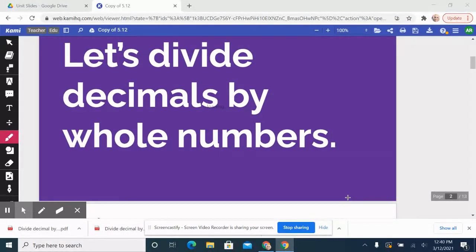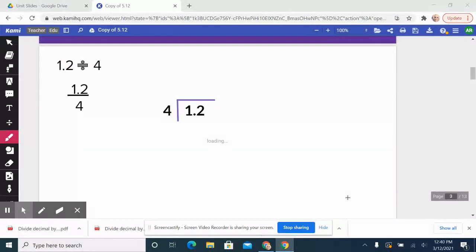It's lesson 12. So I just kind of started you out to show you the method on how to do it. And then we'll be taking actual notes. So for now, if you could just watch, that would be good. So we have 1.2 divided by 4.